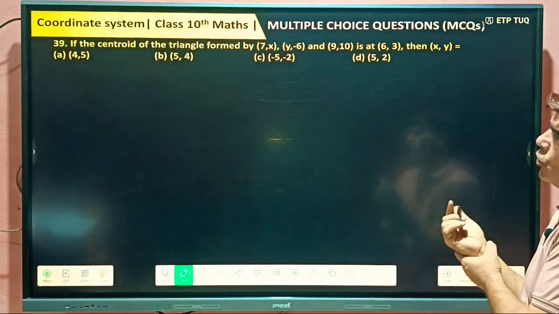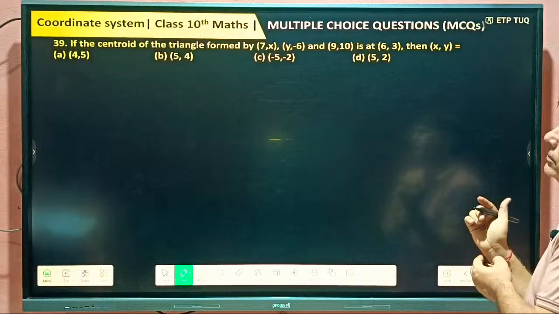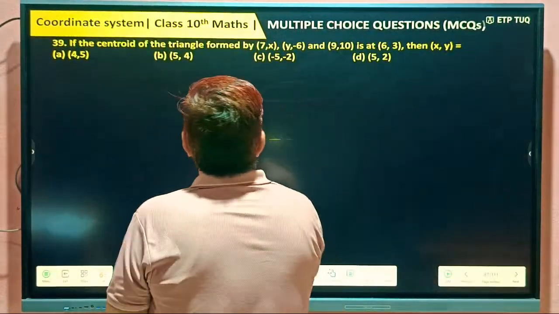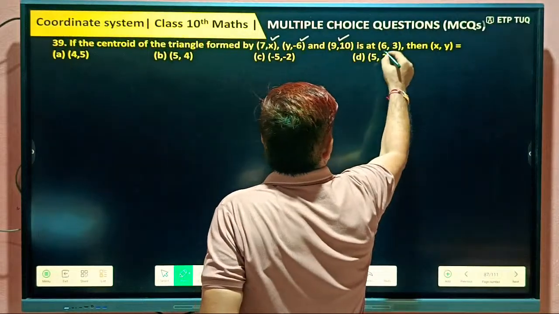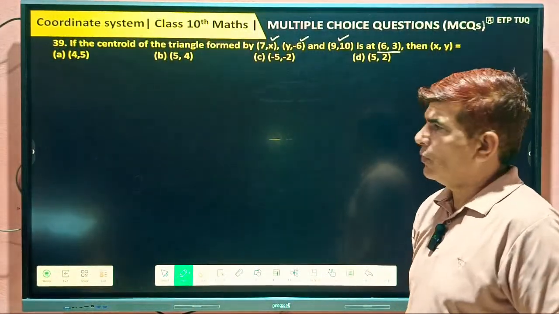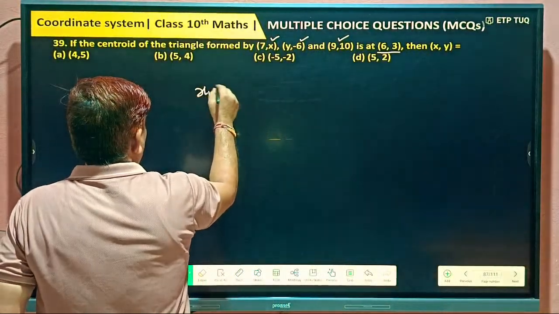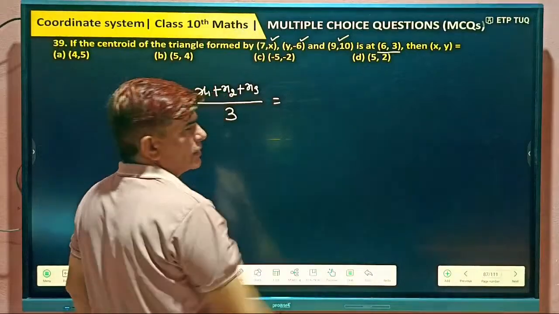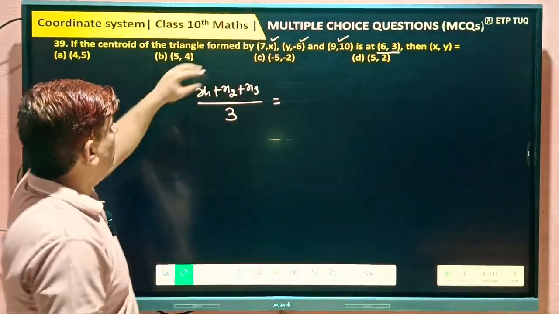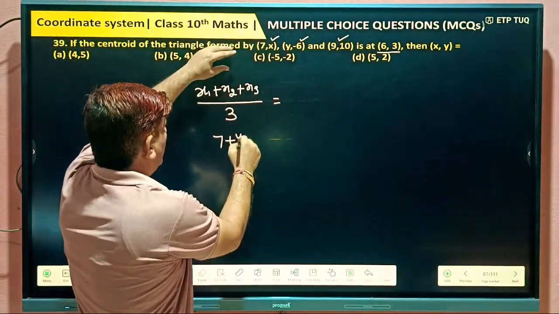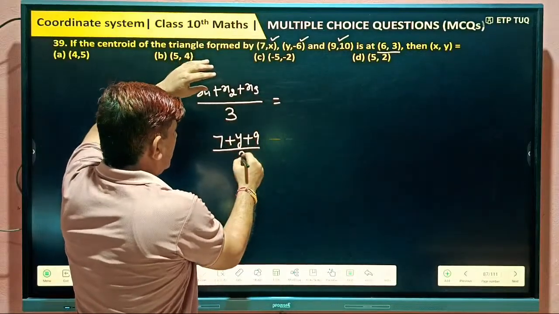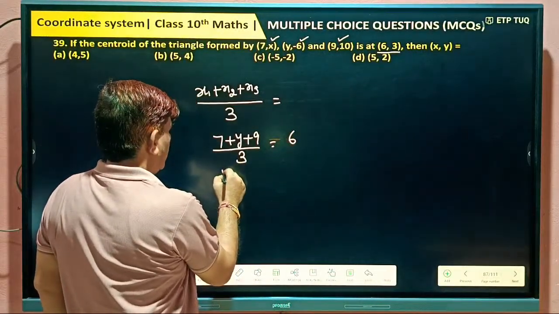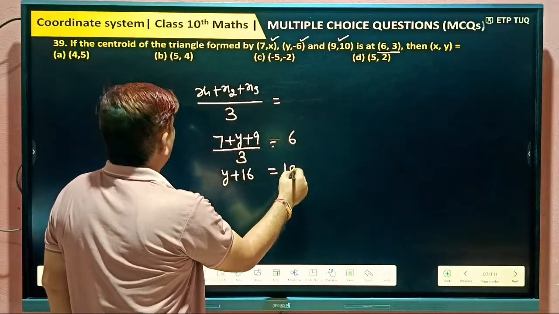39. If the centroid of a triangle is found by this and this and this, find the value of x and y. So the formula for finding the centroid is this: (x1 plus x2 plus x3) by 3 is equal to x coordinate of the centroid. Understood? So what's your x1? 7 plus y plus 9 by 3 is equal to what? 6. So y plus 16 is equal to 18. So y is equal to what?